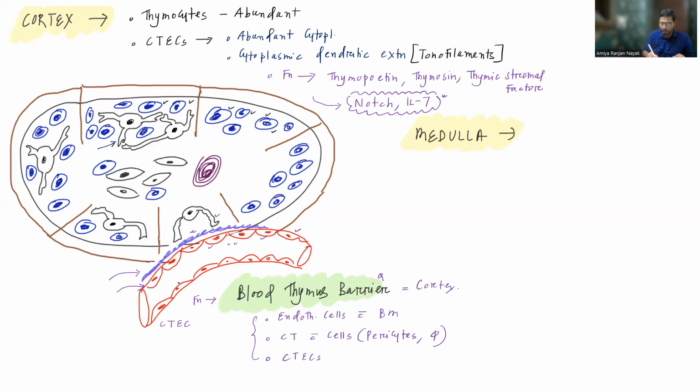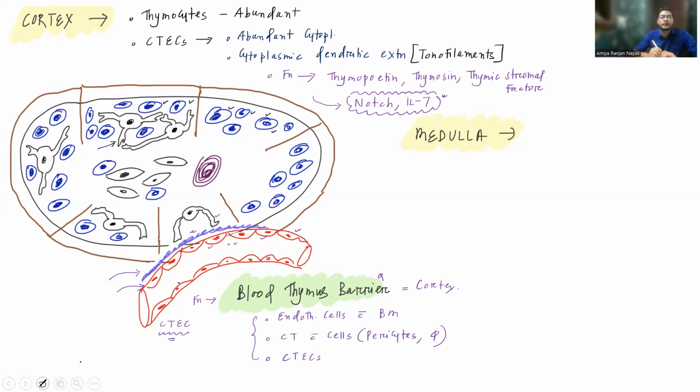Okay, so basically, these cortical thymic epithelial cells are important in formation of the blood thymus barrier, which will prevent unwanted antigen penetration into the thymic cortex. And this blood thymus barrier is found only in the cortex. Okay, so these are the important points about the cortex. Now we'll go and understand about the medulla.